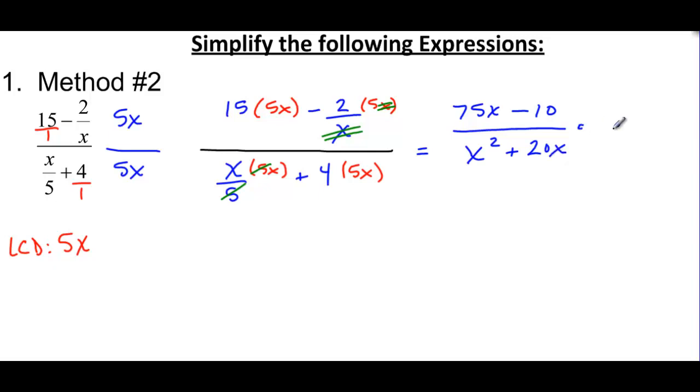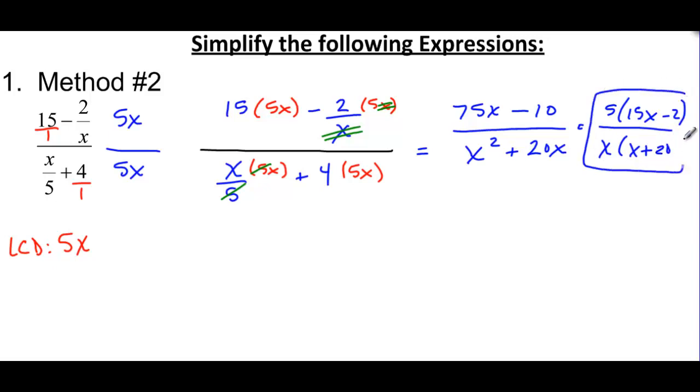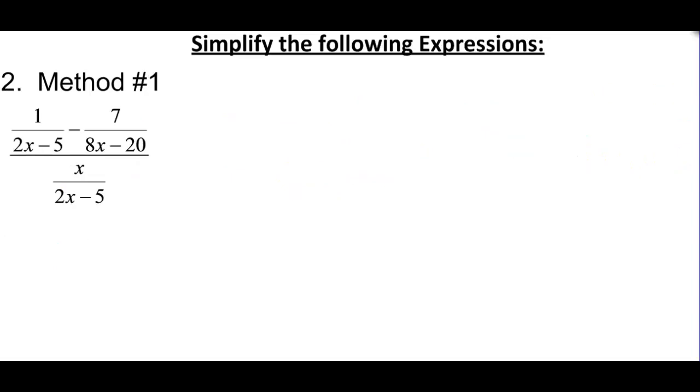So if I simplify this, in the numerator I could factor out a 5, which will leave me with 15x minus 2. In the denominator I could factor out an x, which would leave me with x plus 20. That's the exact same answer we got in the last problem, but some students find this will be a little bit easier by multiplying the LCD. Both get you the same answer. Let's look at our second example.